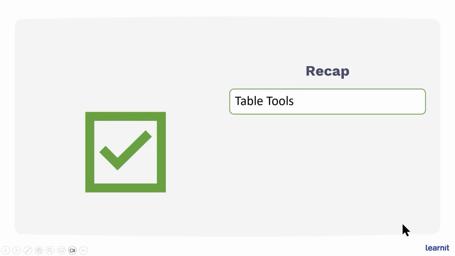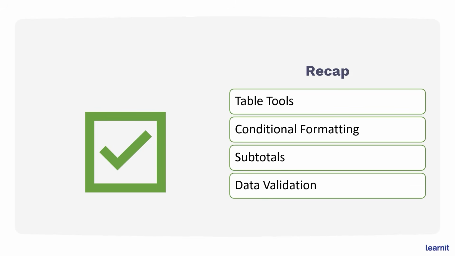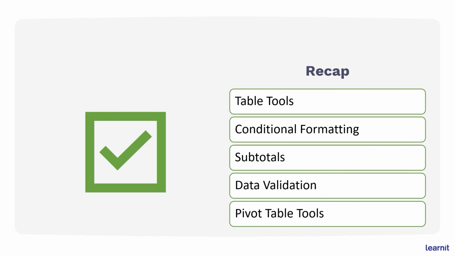So that wraps up our module 2. Just as a recap, we're able to take a look at some table tools. We're able to utilize conditional formatting for some color visuals. We're able to take a look at the subtotals tool. And we're able to take a look at data validation as well. And finally, we spent some time taking a look at various pivot table tools.